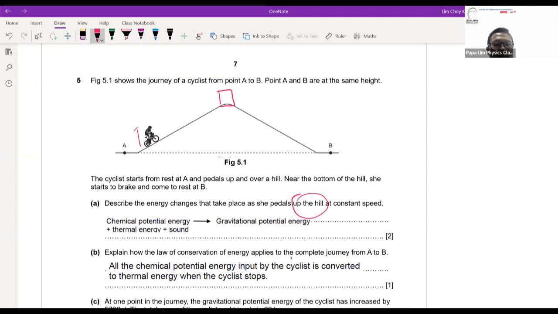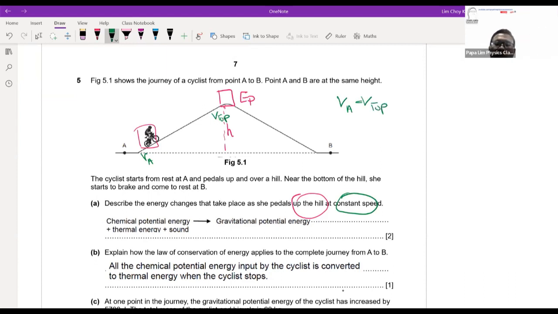So from the bottom all the way up to A. At point A, because of the height here, the energy possessed will definitely be gravitational potential energy. The other clue that the marker gave us is actually 'at constant speed'. Which means that the speed at A and the speed at the top are the same. So the speed at A is equal to the speed at the top.